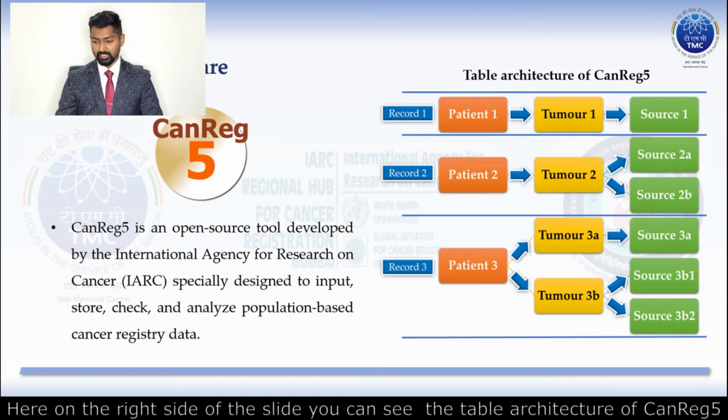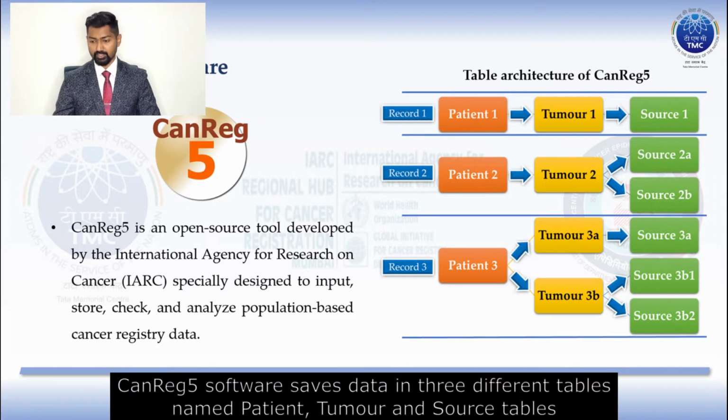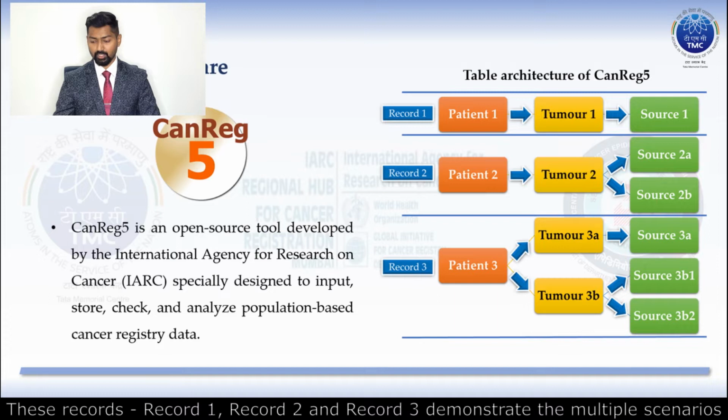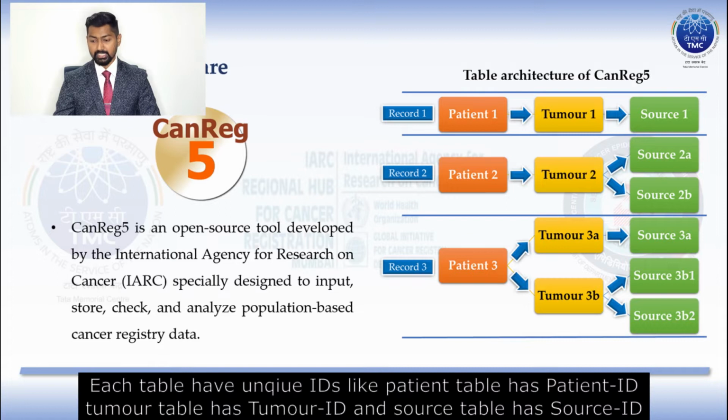Here, on the right side of the slide, you can see the table architecture of CANREG5. CANREG5 software saves data in three different tables, named patient, tumor, and source table. We can have one or multiple tumor for a patient. Similarly, we can have one or multiple source for a single tumor record. These records, record number 1, 2, and 3, demonstrate the multiple scenarios. Each table has a unique ID, like patient table has patient ID, tumor table has tumor ID, and source table has source ID.